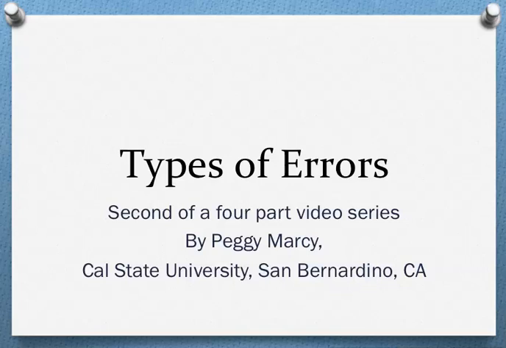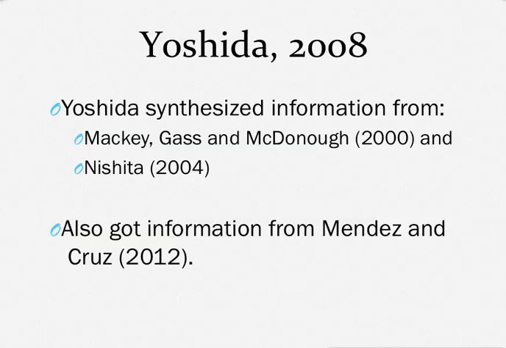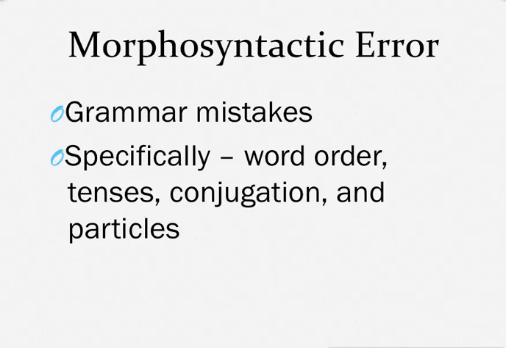As always, I seek to synthesize information from other sources. In this case, in 2008, Yoshida synthesized error types from Mackey, Gass, and McDonough in 2000 and Nishita in 2004. And I'm going to add another type at the end that's mentioned in a terrific article by Mendez and Cruz in 2012. The first type of error is morphosyntactic error.